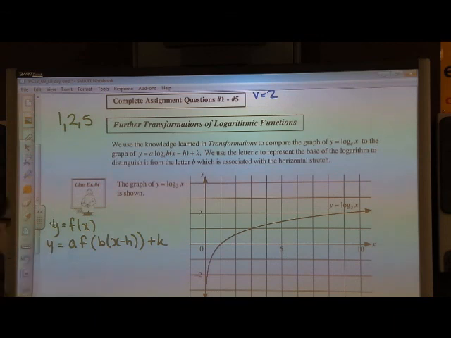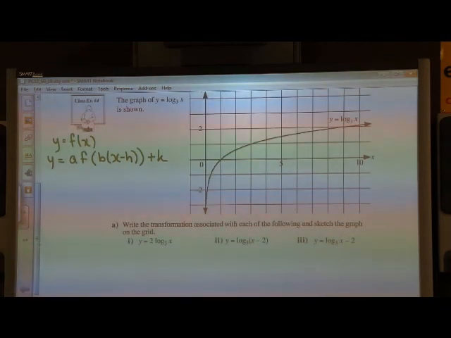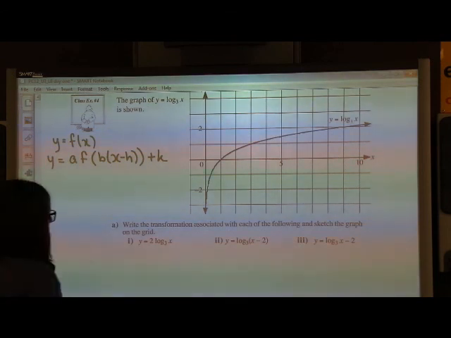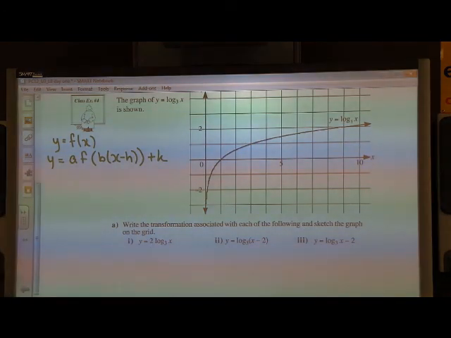The graph of y equals log base 3 of x is shown. Question A asks you to write the transformation associated with each of the following and then sketch what the graph would look like on the grid. So if I have the graph y equals 2 times log base 3 of x, what was my replacement?